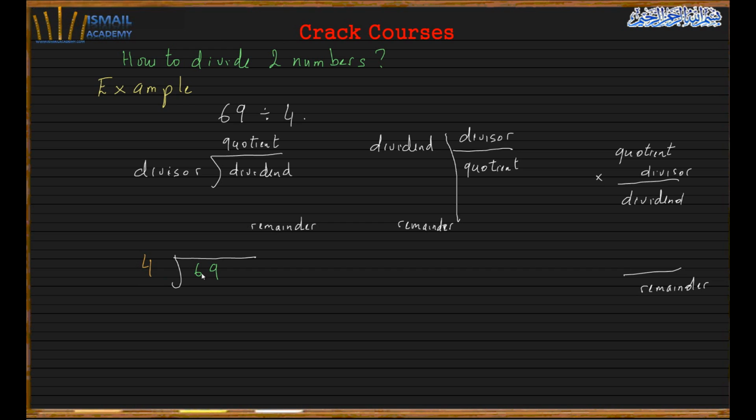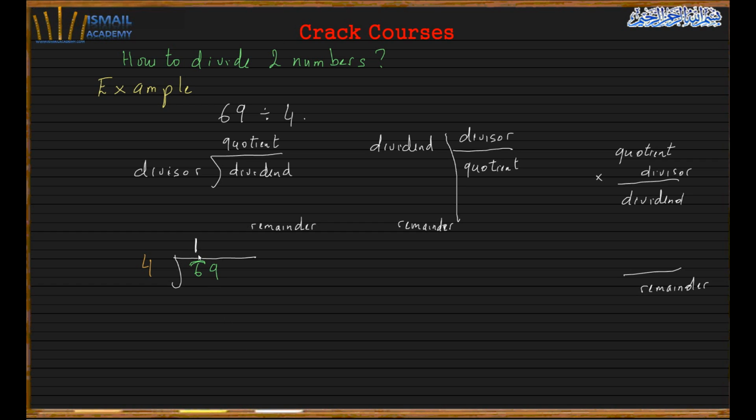So how do I divide here? I have the divisor is 1 digit, so I'm going to start picking 1 digit from the dividend. So I'm going to see how many 4 in 6. That means which number times 4 gives me 6 or less than 6, but should be near to 6. The only number that, if I multiply it by 4, gives me 6 or less than 6, or a number near to 6, is 1. So I'm going to put 1 here.